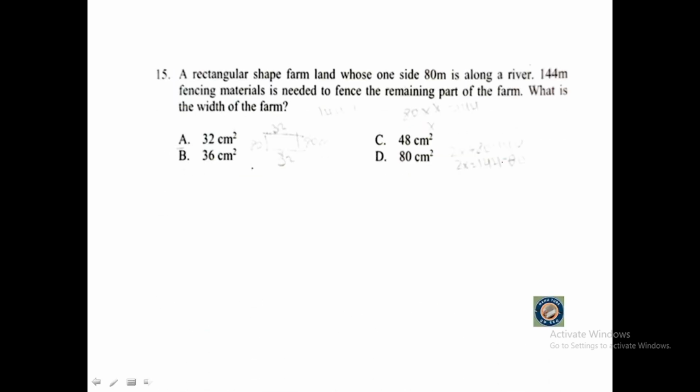Question number 15. A rectangular shaped farmland has one side of 80 meters along a river. 144 meters of fencing material is needed to fence the remaining part of the farm. What is the width of the farm? A. 32 cm square. B. 36 cm square. C. 48 cm square. Or D. 80 cm square.